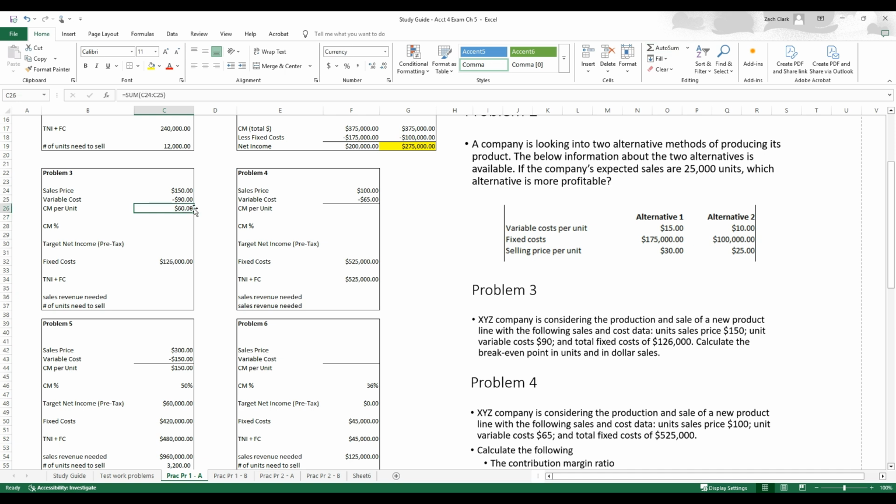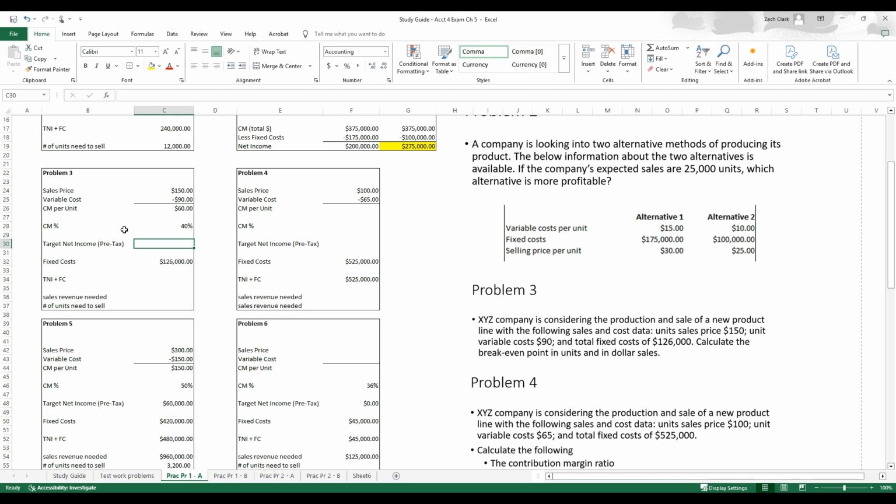Okay, so first thing, let's figure out our contribution margin per unit. So easy, we just take sales price minus variable cost, gets us $60. Then we're going to take our contribution margin per unit divided by the sales price to get the contribution margin ratio.